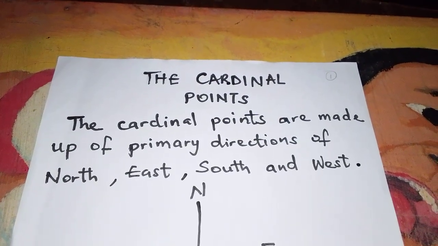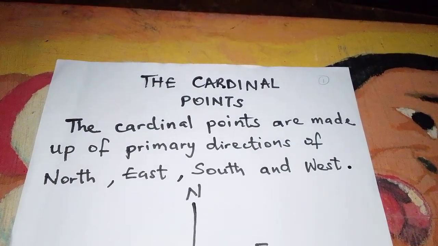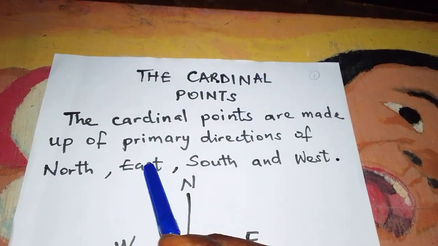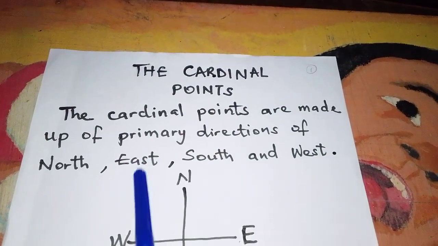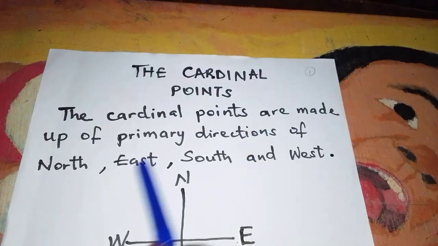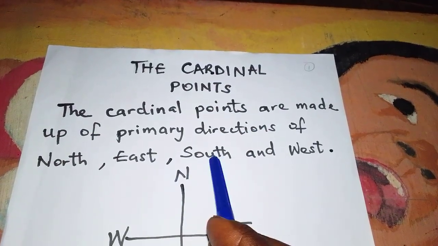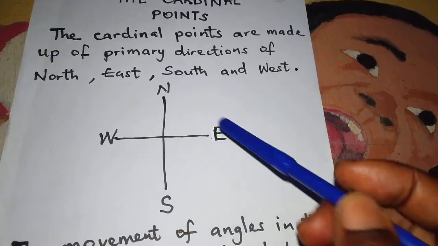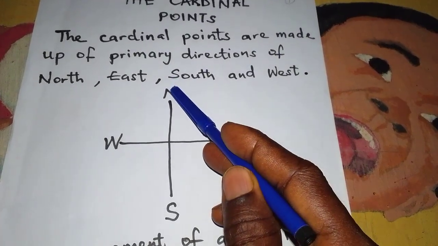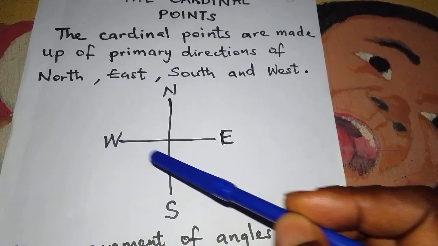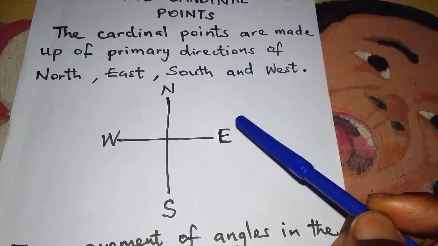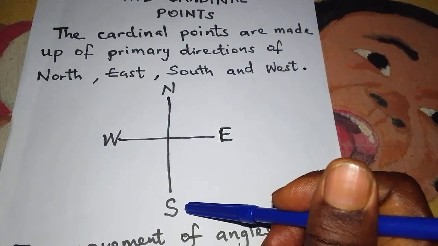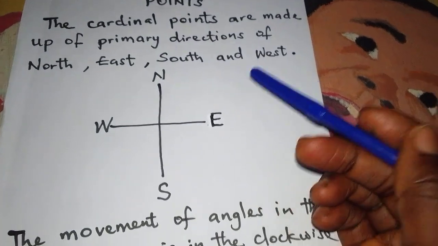Hello students, today before we move on to bearing, let's look at the cardinal points. The cardinal points are made up of primary directions of the north, east, south and west. If you draw the four cardinal points, we have the north, the south, the west and the east. So this is the arrangement.